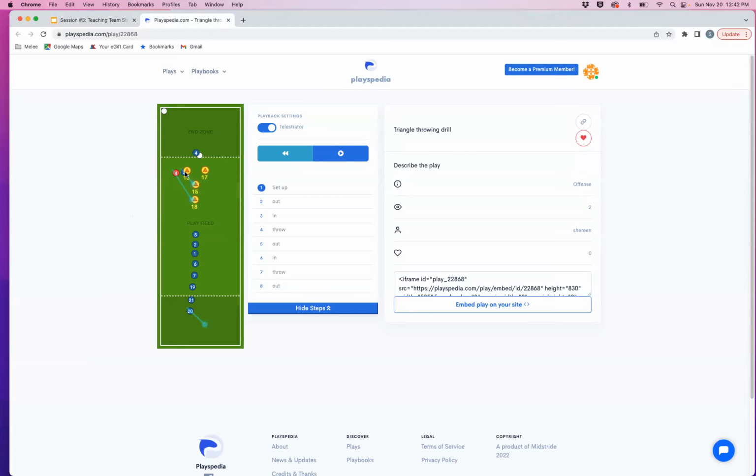So here we have 3 cones in the form of a triangle, and then we have 1 cone that's a little bit deeper off the top of the triangle.